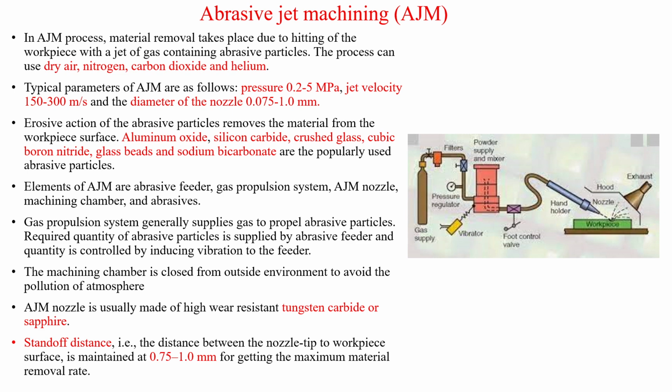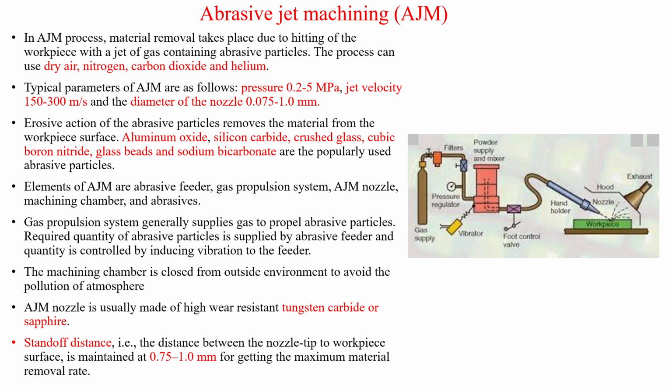Okay. Elements of AJM: abrasive feeder. What are the elements of this AJM system? The abrasive feeder supplies the abrasive, because abrasive has to be provided continuously, right? So you need a feeder which holds a huge amount of abrasive to supply. Then the gas propulsion system for the supply of the gas, the AJM nozzle, the machining chamber and abrasives. The machining chamber is for mixing this gas and the abrasives.